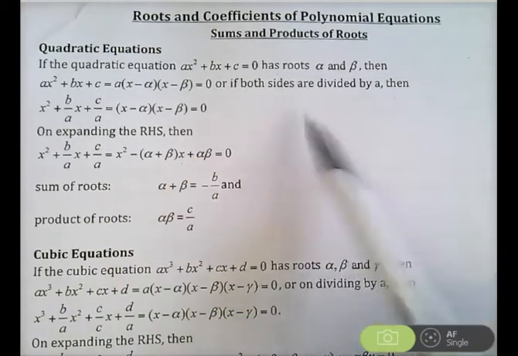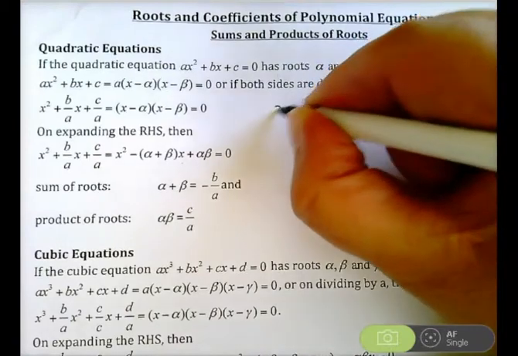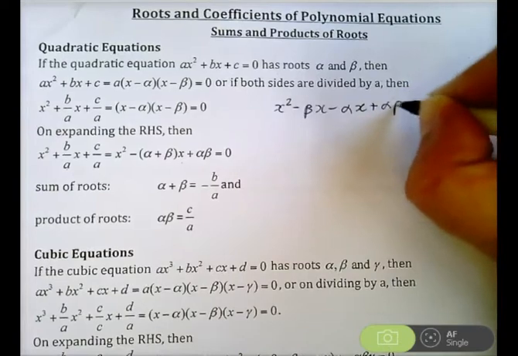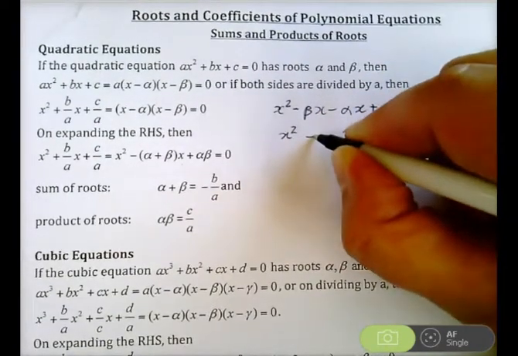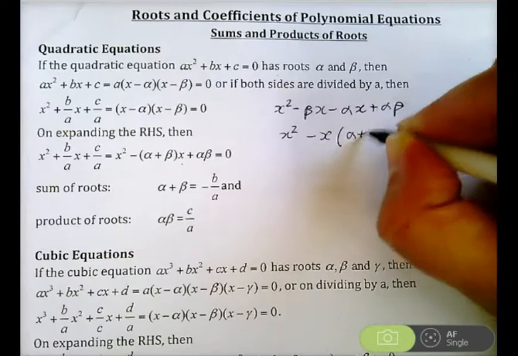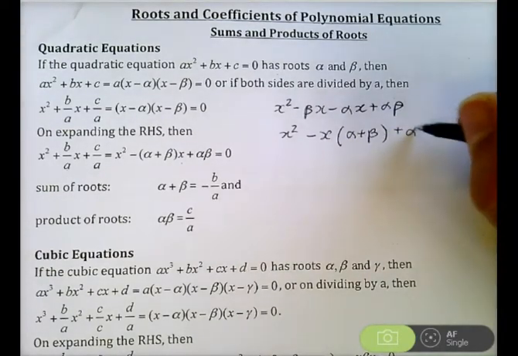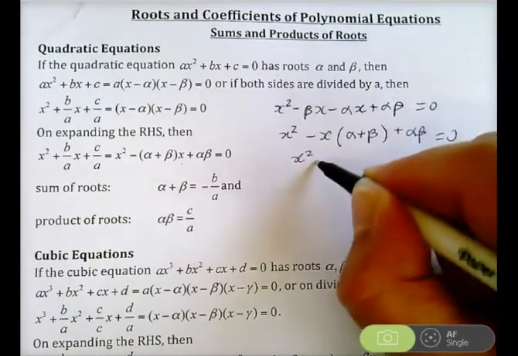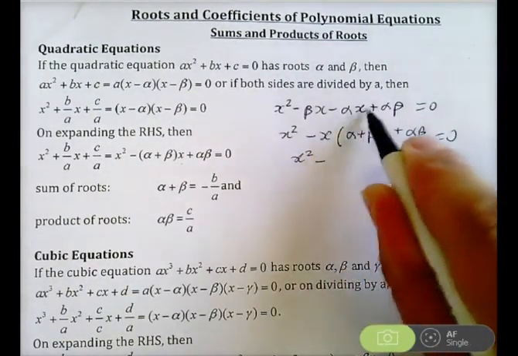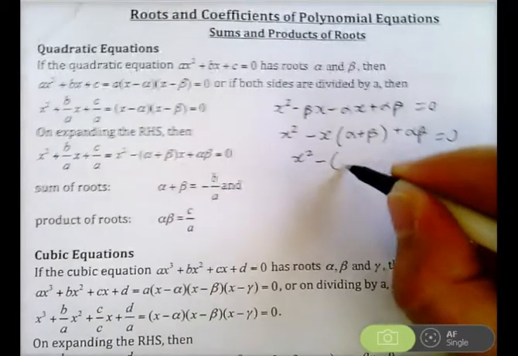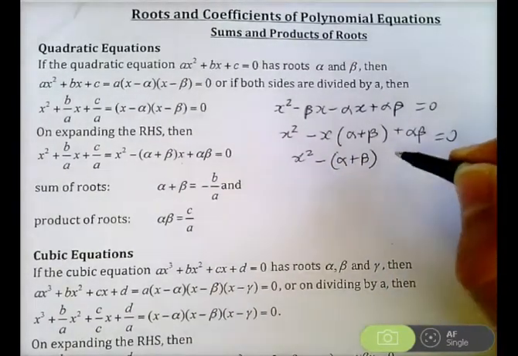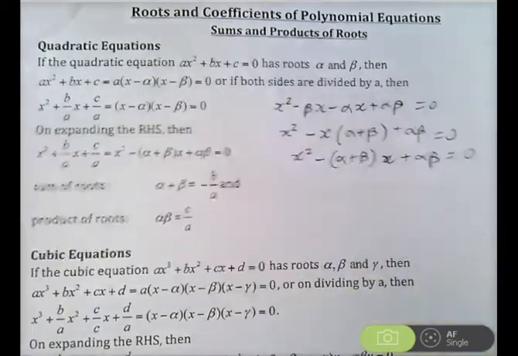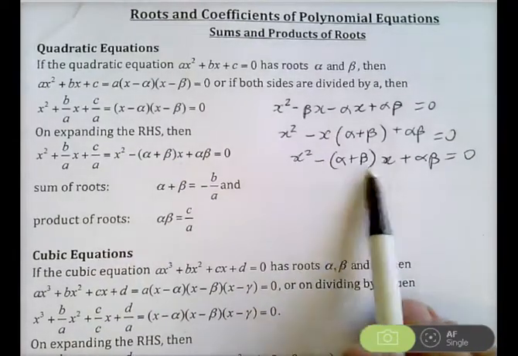Do you want me to do it here or not? I can do it here. X squared minus beta x minus alpha x plus alpha beta is x squared, I'm just going to go minus x bracket alpha plus beta, plus alpha beta. And what we've done here, because the coefficient, minus x alpha plus beta, so the coefficient of the x is negative bracket alpha plus beta. The reason that is written in front of the x is because it's the coefficient of the x.